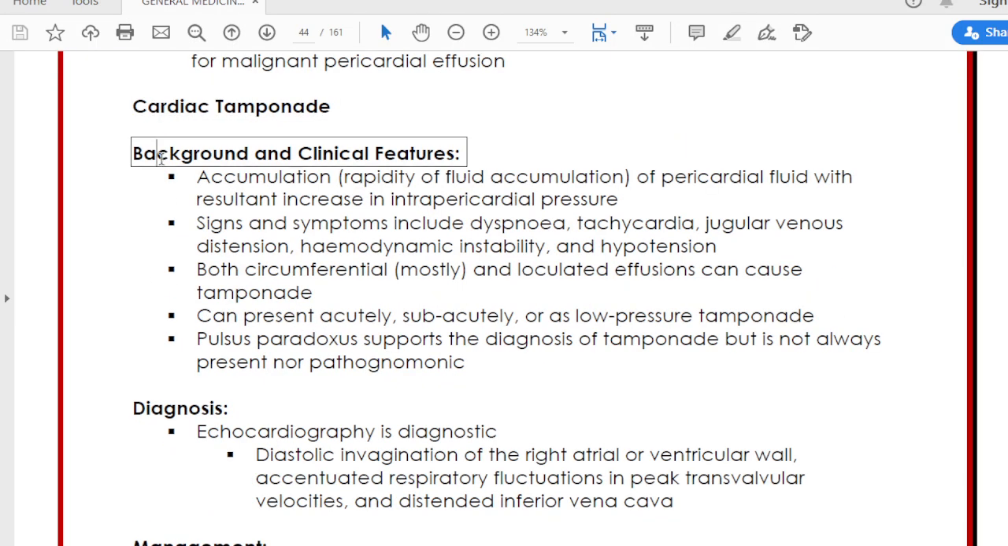Cardiac tamponade. Background and clinical features. Rapidity of fluid accumulation, of pericardial fluid, with resultant increase in intrapericardial pressure. Signs and symptoms include dyspnea, tachycardia, jugular venous distension, hemodynamic instability, and hypotension. Both circumferential, mostly, and loculated effusions can cause tamponade. Can present acutely, subacutely, or as low-pressure tamponade. Pulsus paradoxus supports the diagnosis of tamponade but is not always present nor pathognomonic.